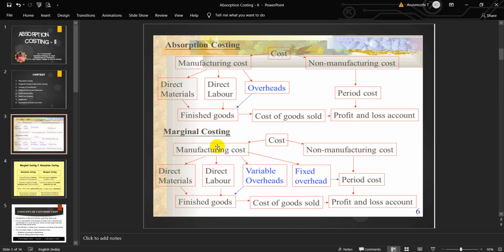Now we pass on to marginal costing. Again, it is classified into two, manufacturing cost and non-manufacturing costs. Manufacturing cost has direct materials, direct labor. As I have told you earlier, overheads are classified as variable overheads and fixed overheads. Again, these overheads turn to finished goods, cost of goods sold and profit and loss account. Non-manufacturing cost is only with the period cost.